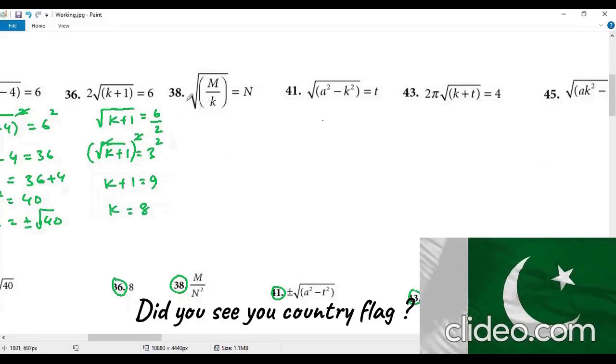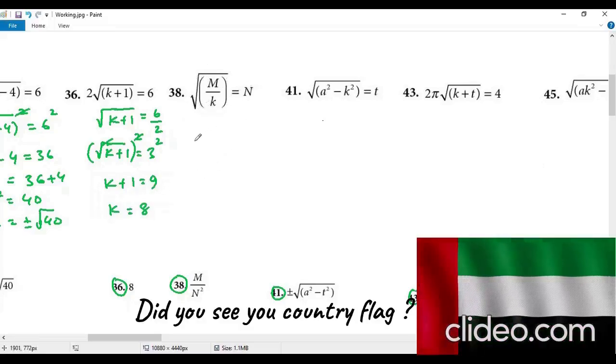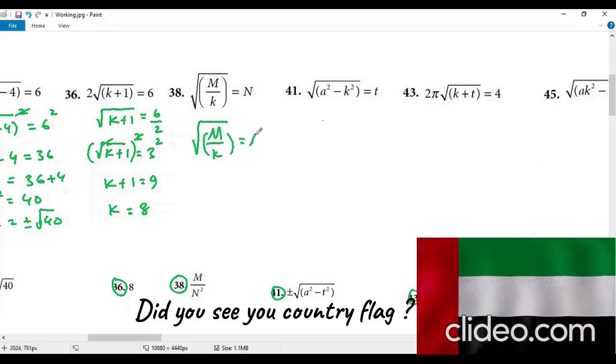Now on one side there is a square root sign. We are going to use the square function, equals n. Squaring both the sides will cancel this square root, and you will have m over k equals n square.